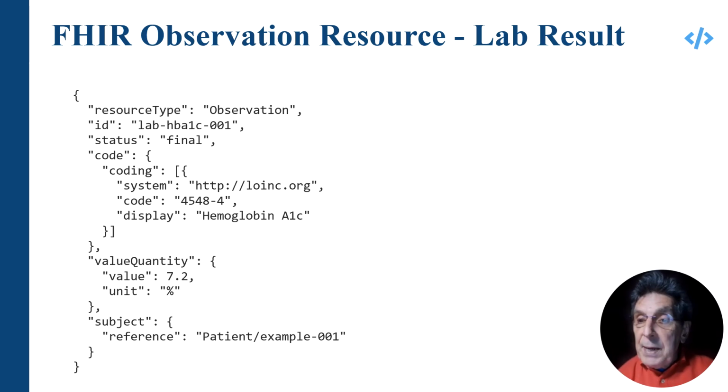So let's look at how this maps to our lab results table. The LOINC code column maps to coding code. The result value column maps to value quantity value. The patient ID column maps to subject reference. The structures parallel each other because both are representing the same underlying clinical concept.